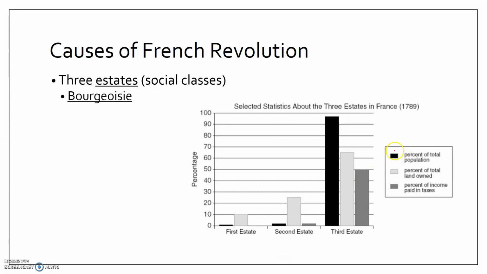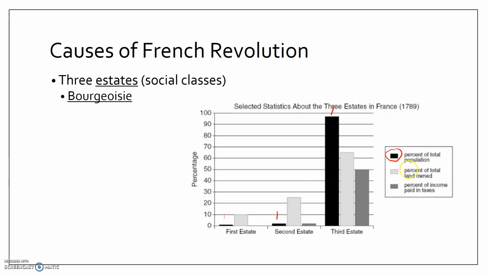Look at the first one, the one in black first. All right, so we got here, and then we got here. This is percent of total population. Look at the first estate. They're not even 1% of the population, the clergy, the priests. The second estate, the nobles, a very, very small amount. The third estate, they make up everything. They're like 96, 97% of the overall population.